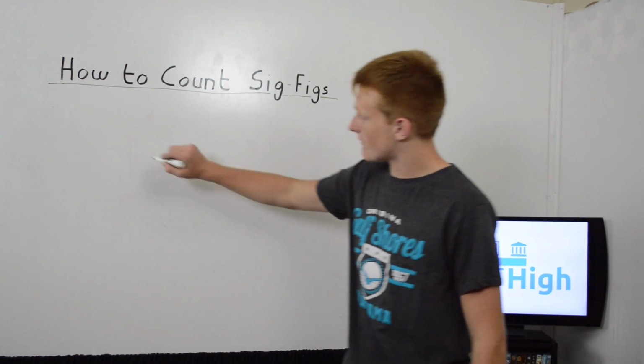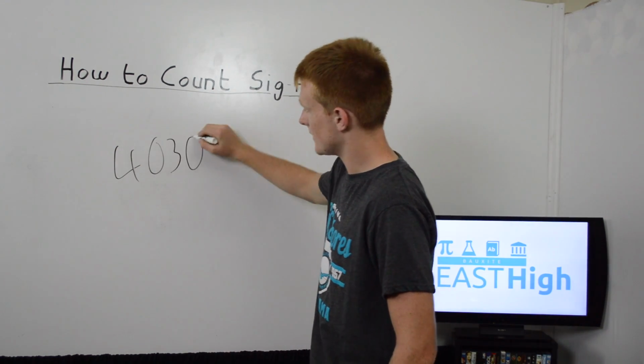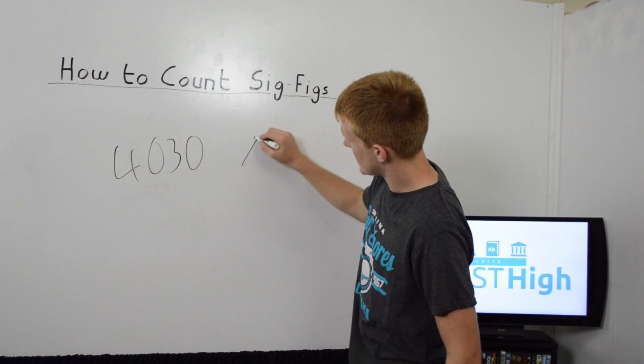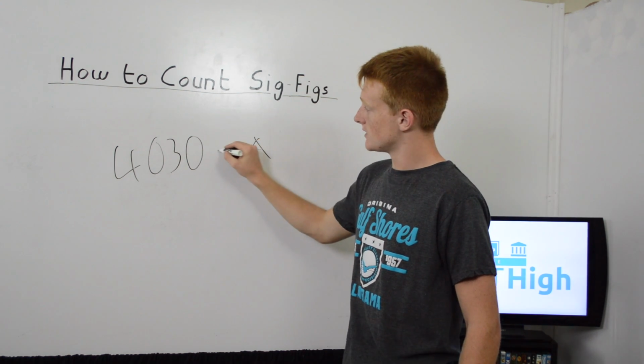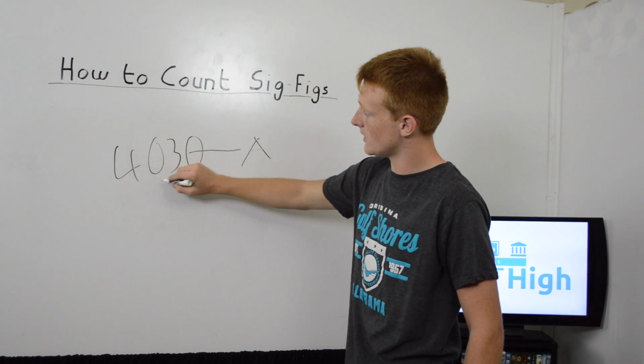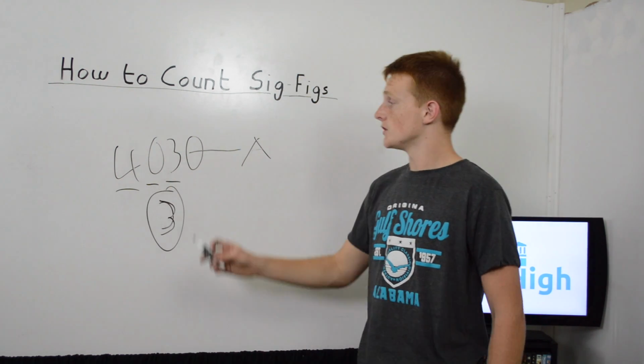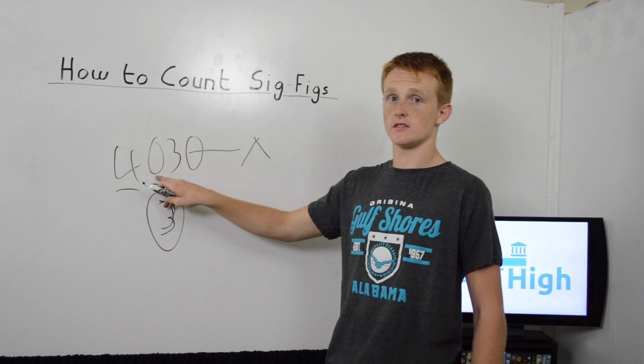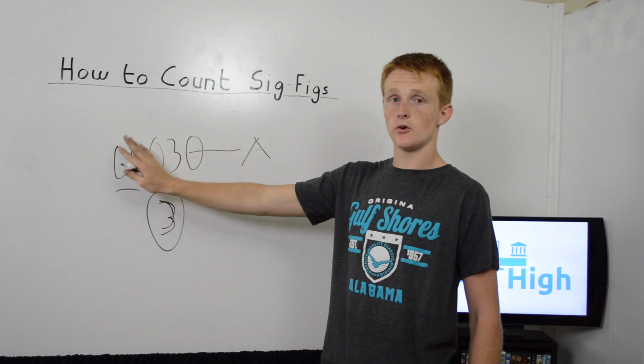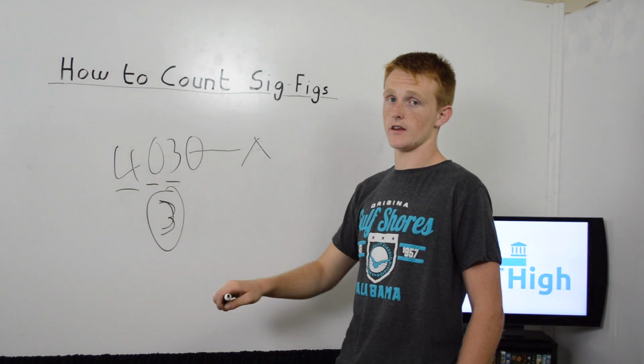If you have a number like 4,030, you come from the Atlantic side because your decimal point is absent. Skip the 0, start counting 1, 2, 3, so you have 3 significant figures. You do count the 0 because it's in between 2 numbers higher than 0.